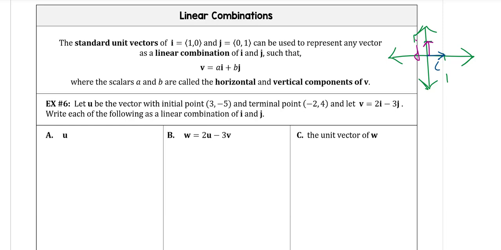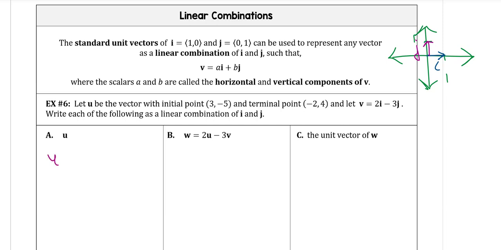So I am going to do the first one, and then you guys can do the other two. So u is the vector with initial point (3, -5) and terminal point (-4, 2), and then v is written in a linear combination as 2i minus 3j. So we're supposed to write each of the following as a linear combination. So the first one, u, we first have to find what u is in component form.